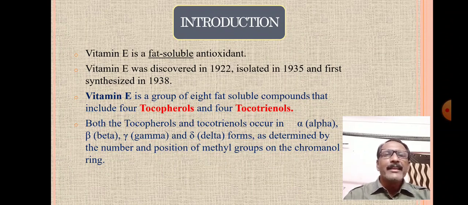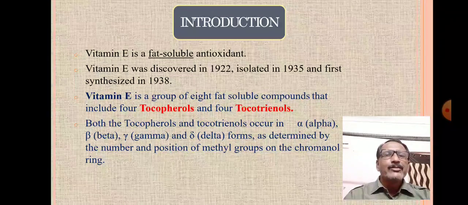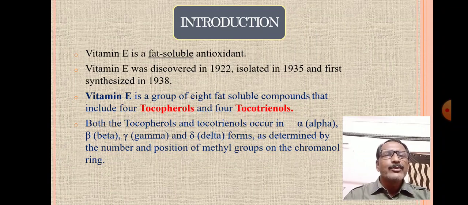Vitamin E was discovered in 1922, isolated in 1935 and first synthesized in 1938. Vitamin E is a group of 8 fat soluble compounds that include 4 tocopherols and 4 tocotrienols. They are alpha, beta, gamma and delta.